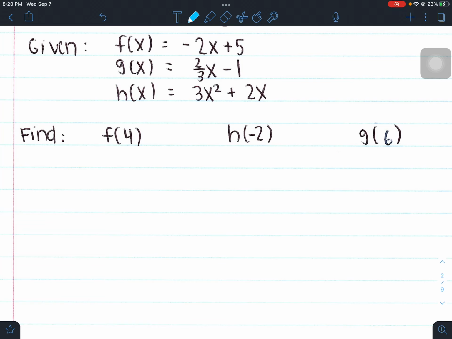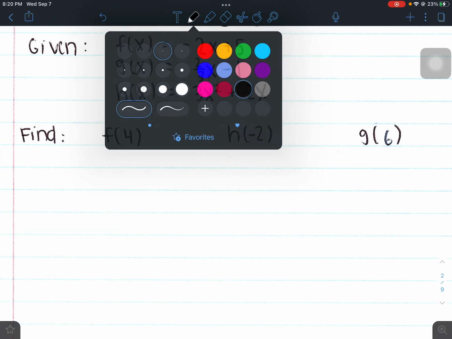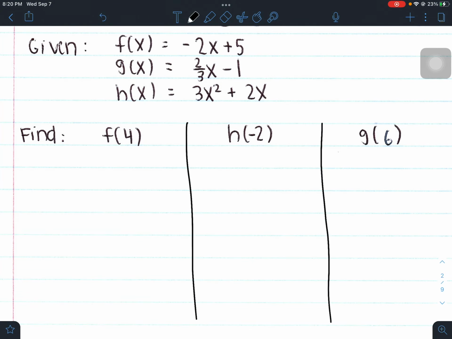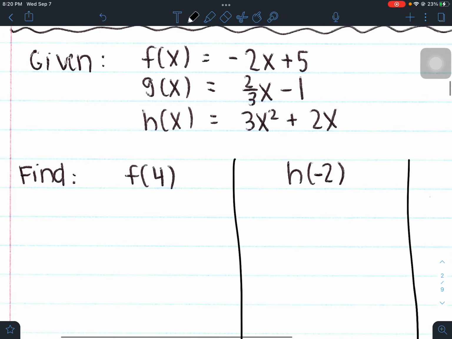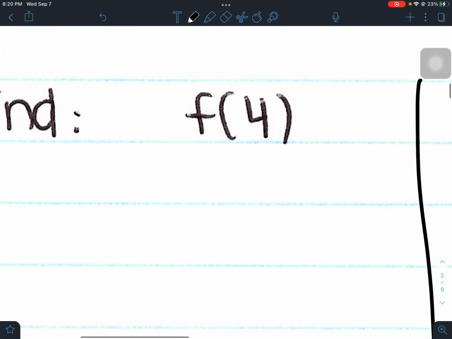Now, given those equations, they want us to find three values. They want us to find f of 4, find h of -2, and find g of 6. Essentially, we're asked to do three separate problems here, so I'm going to go ahead and divide my workspace up into three separate parts. Now I'm going to look at what I'm asked to find first.